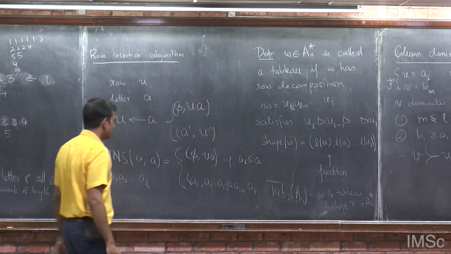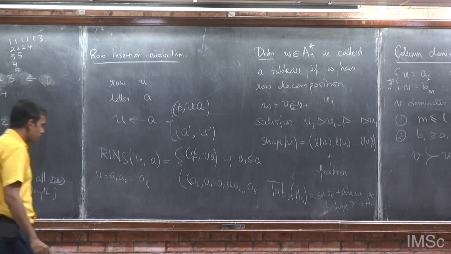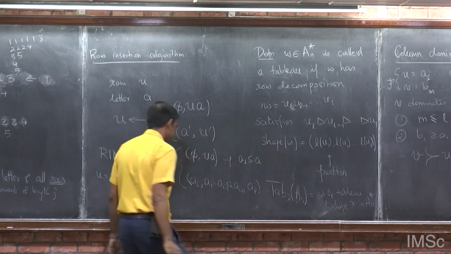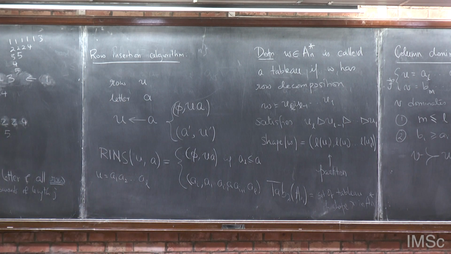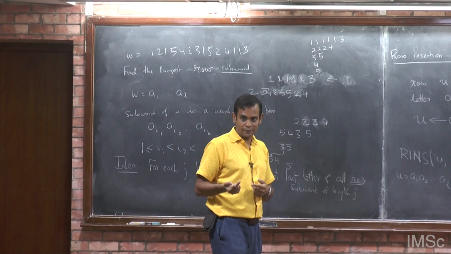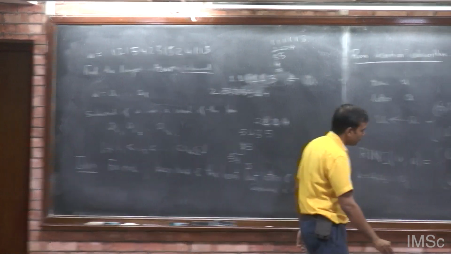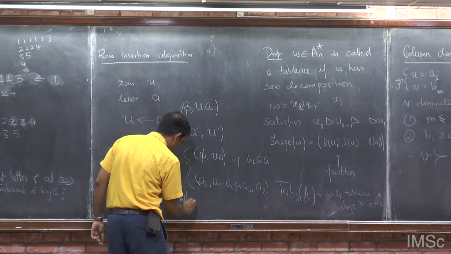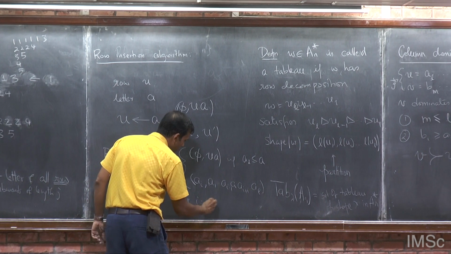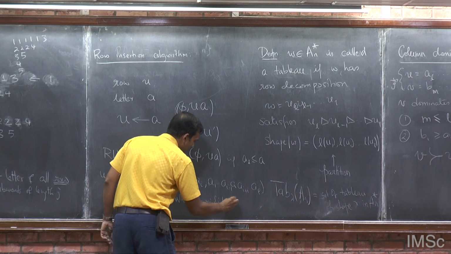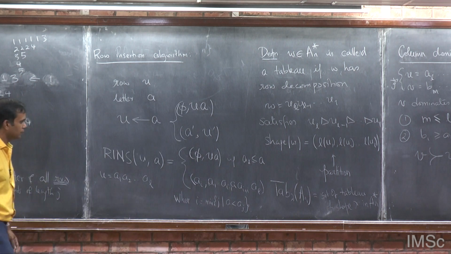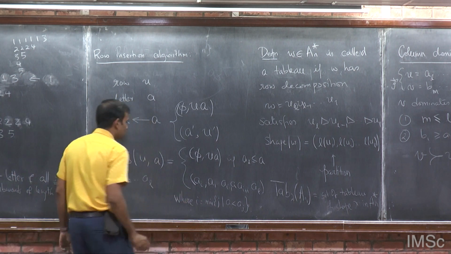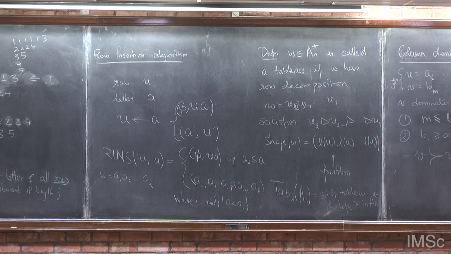But what is the condition on this I? How do we locate the guy that we replace? So what we were doing is we were looking for the leftmost entry that is strictly greater than A, where I is equal to the minimum of j such that A is strictly less than Aj. So this is called Schensted's row insertion algorithm.